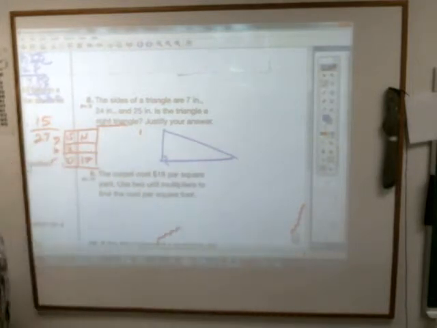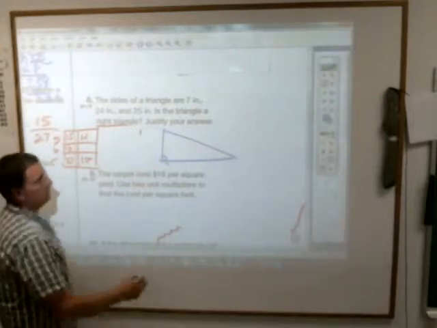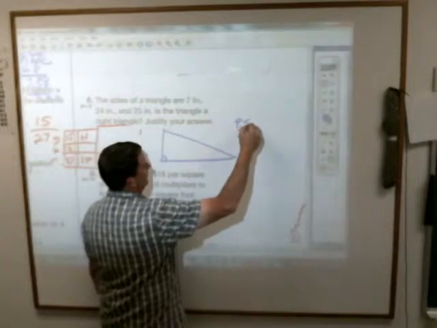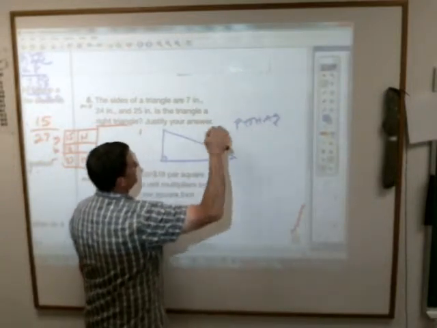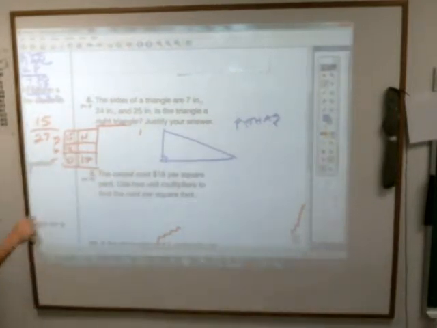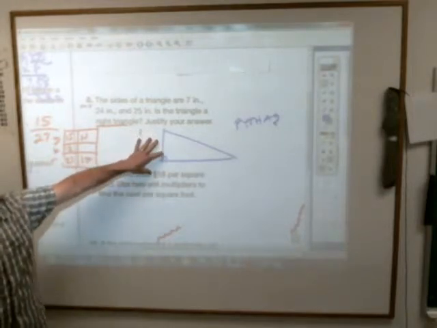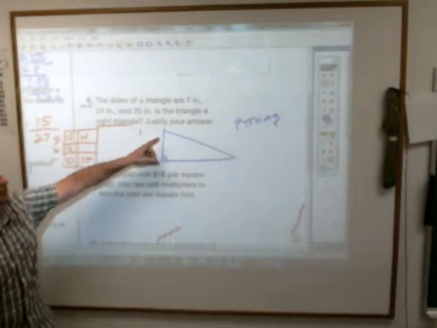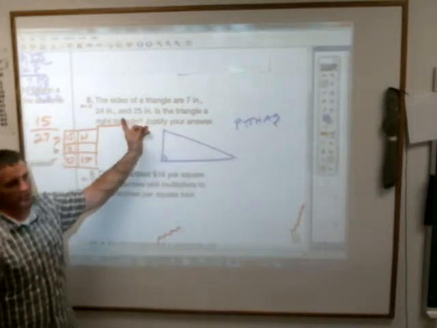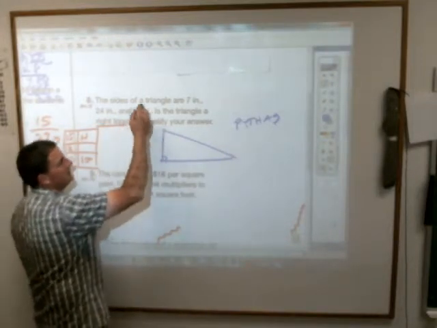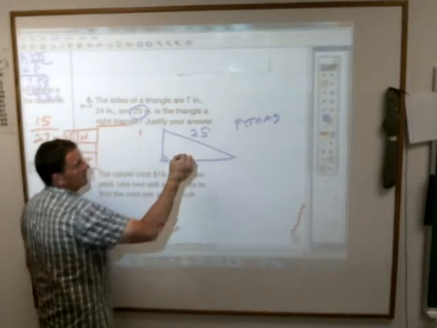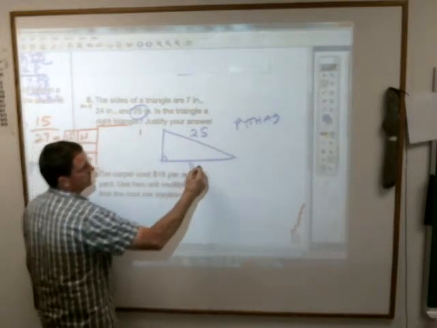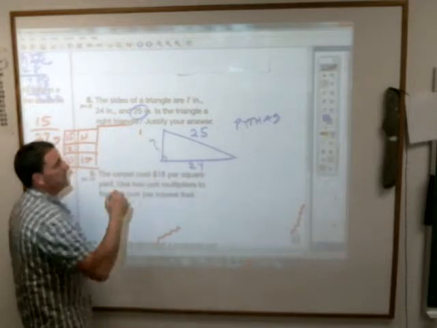If you have a right triangle, this is just asking you if it's a right triangle, and anytime you hear the words right triangle, you should think Pythagorean theorem. Do these numbers work in a Pythagorean theorem? So you know the longest line here has to be the longest measurement. So the hypotenuse has to be 25. These other two, it doesn't matter. We'll just make this one 24 and this one 7.